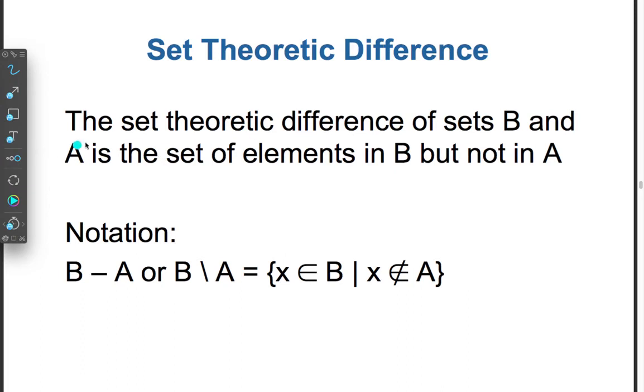Now set theoretic difference. The set theoretic difference of set B and A is the set of elements in B but not in A. Notation: B minus A, where B minus A is equal to B \ A, is equal to {x such that x belongs to B, x does not belong to A}.